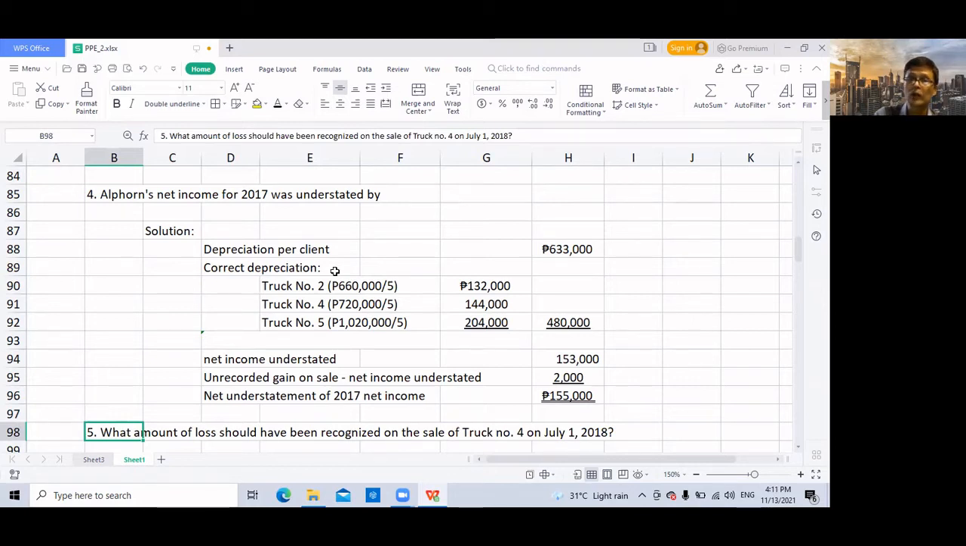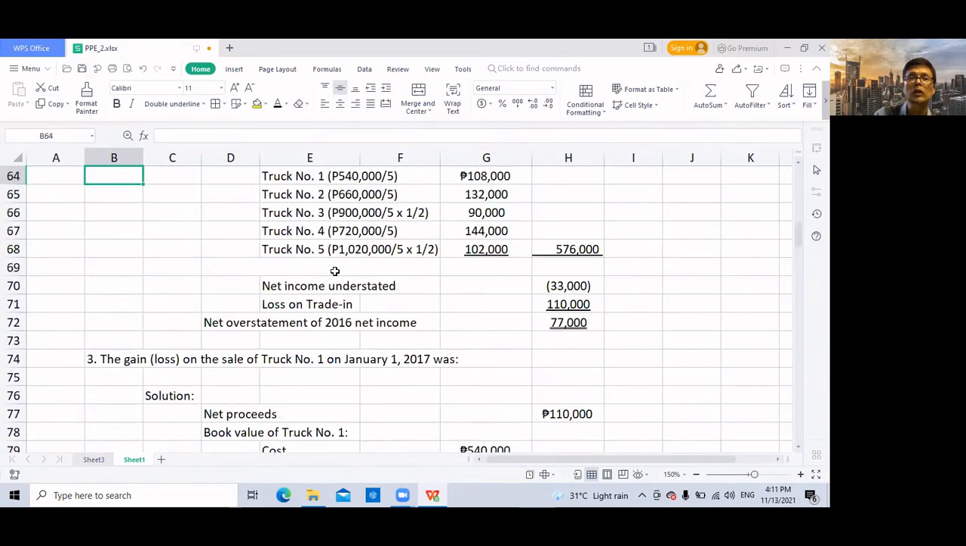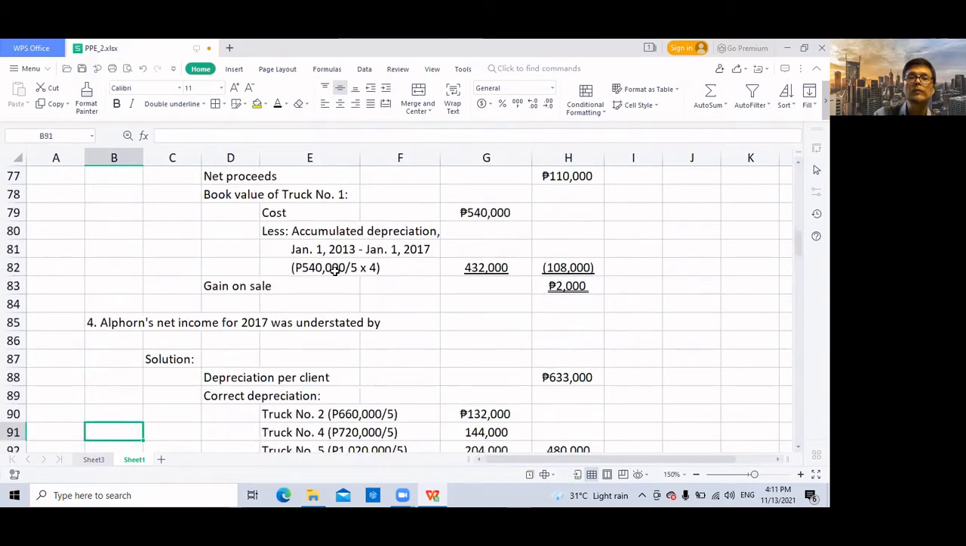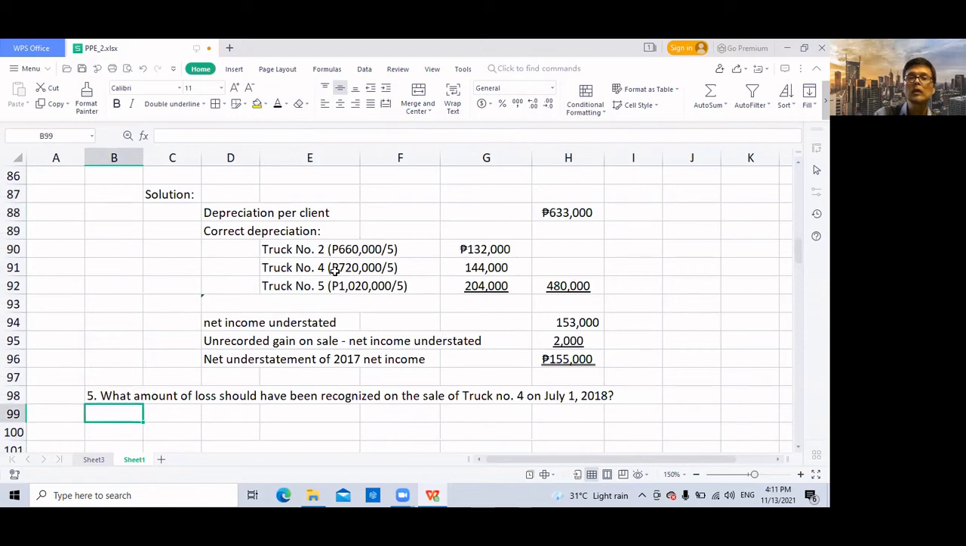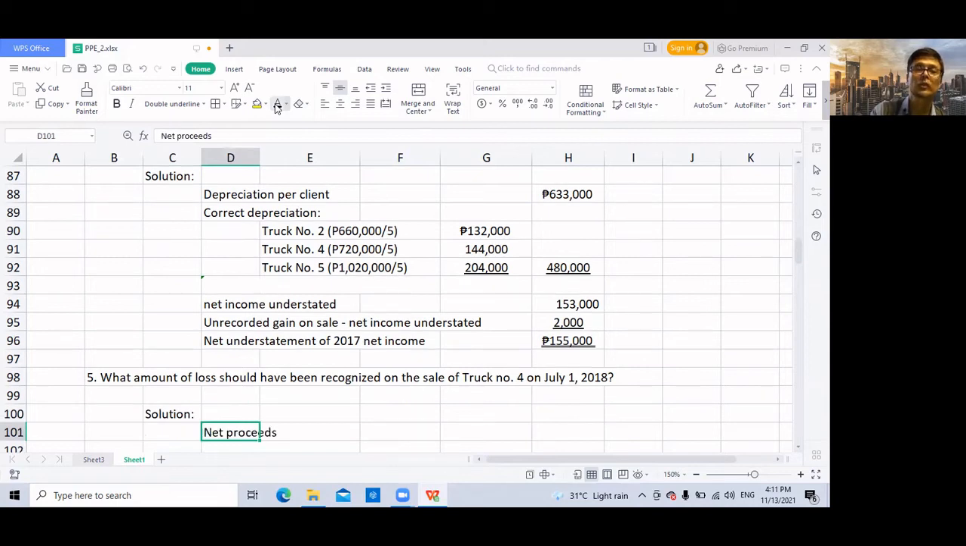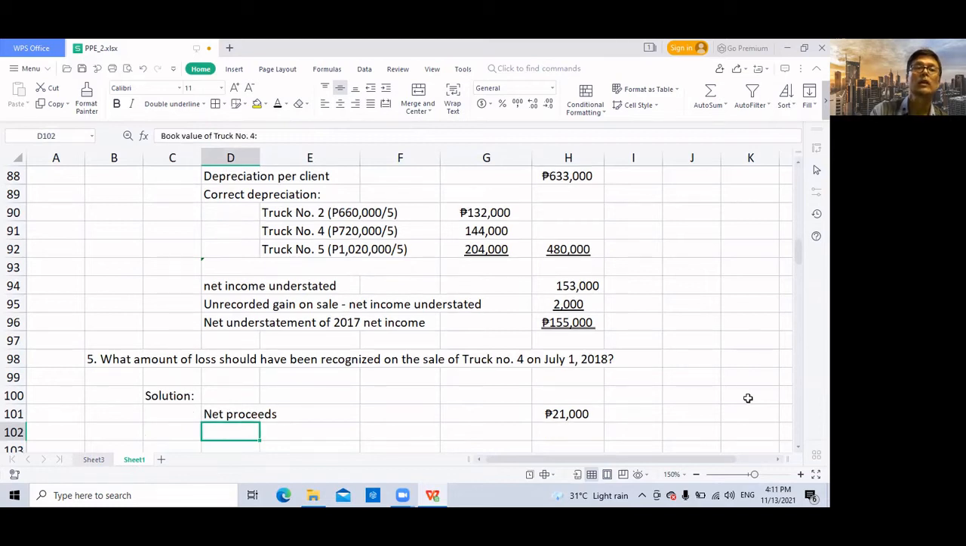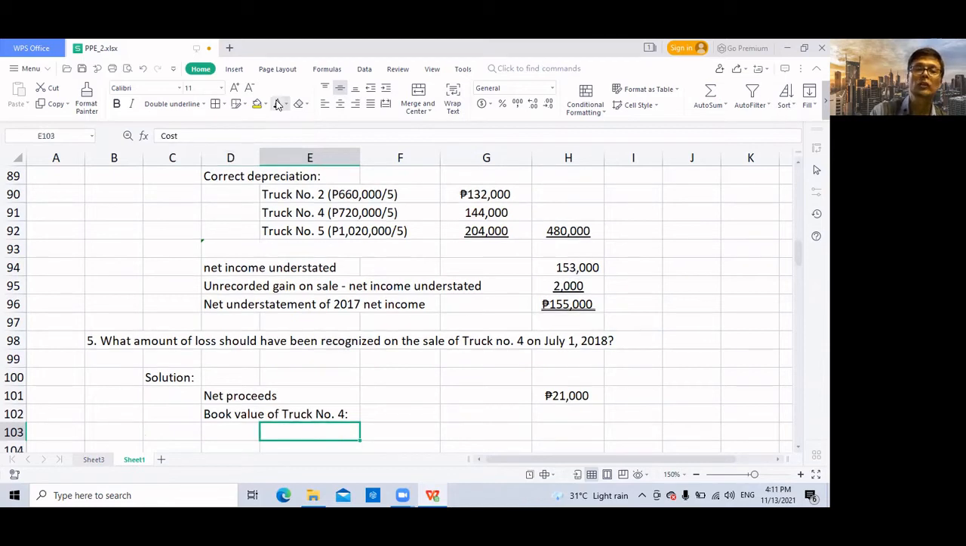Now, next is what amount of loss should have been recognized on the sale of truck number 4 on July 1, 2018. For truck number 4, there was also a sale. The net proceeds is 21,000. This is the damaged truck, which was sold for only 21,000. Then the book value of truck number 4, of course, its cost, which we saw earlier, is 720,000.